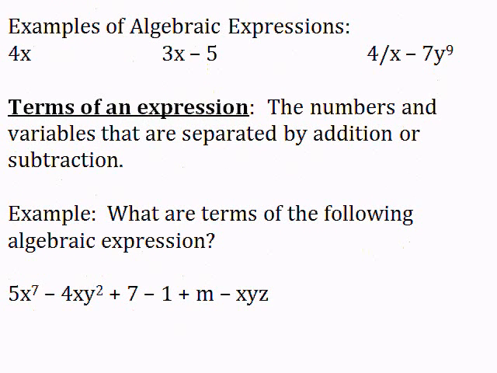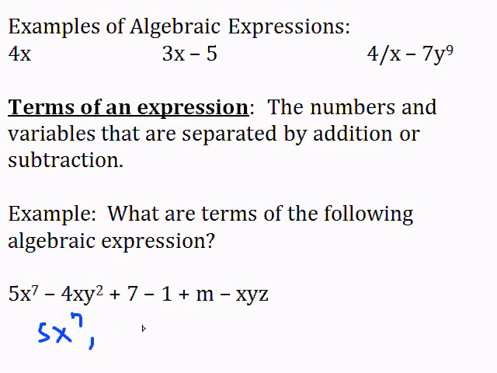The terms of an expression are the numbers and variables that are separated by addition or subtraction. So what's important to note is that the terms are separated by only addition or subtraction. What are the terms of the following algebraic expression? So we take a look at it, and every single term that's separated by addition or subtraction is a term. So 5x to the seventh is a term.